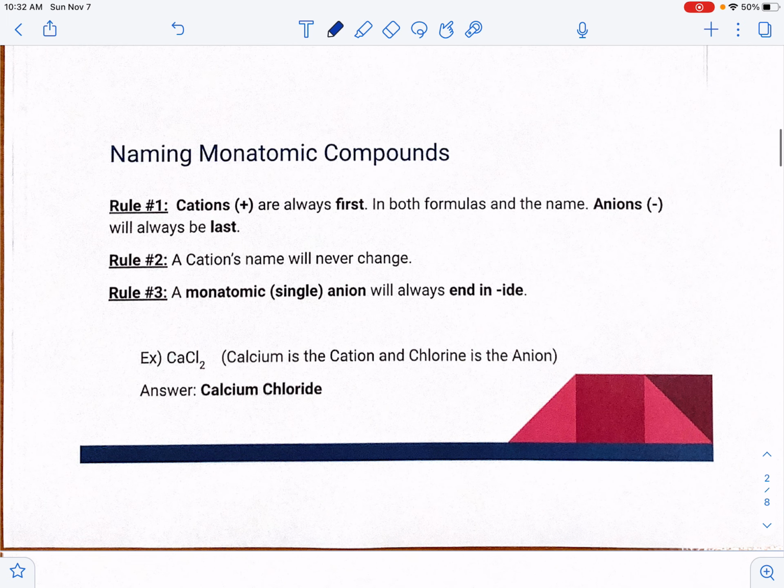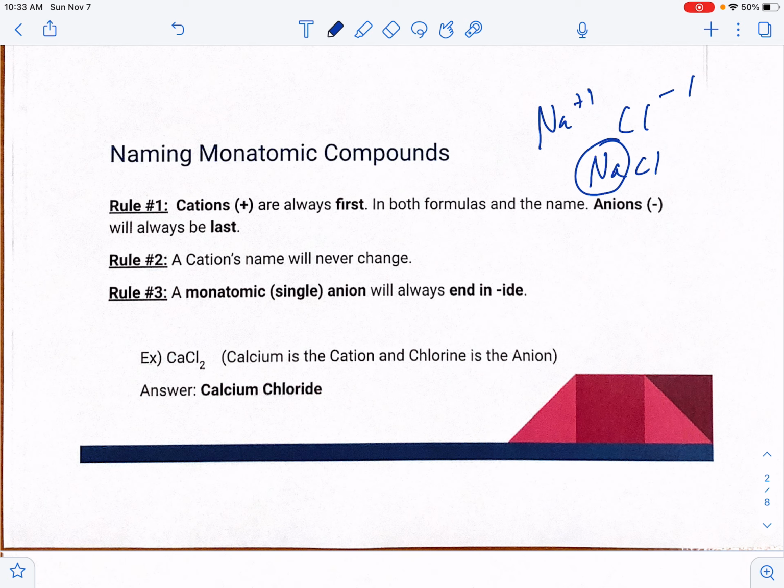Okay, so we're going to start off with our rules. So naming monatomic compounds. Again, remember mono means one. So that means you're basically dealing with one element from the positive side and one element from the negative side. So rule number one is cations are always first. So that was the same in our formulas as well. So if I had my example Na with a +1 and chlorine with a -1, when I put those together, I know they're going to be balanced, because I see a +1 and a -1, so they're just going to simply put NaCl. So your cation was always first in the formula, and it's always going to be first in the name as well. So anions will be last.